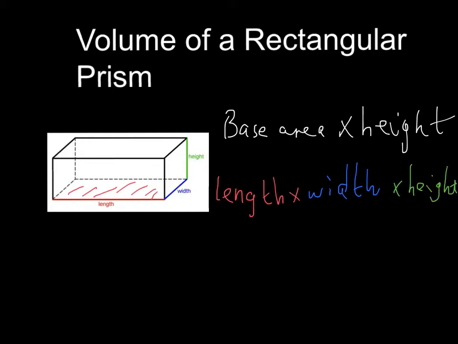That is how we get to the formula of the volume of a rectangular prism is equal to length, so usually just L, times by the width, or W, times by the height.